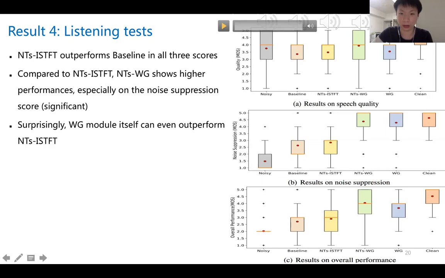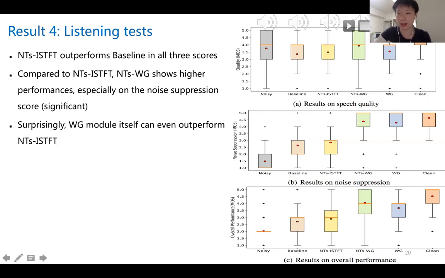First is noisy speech. That experience holds a lesson for us all in regard to birth control today. Then results of baseline. Results of NT-ISTFT. Results for NT-WG. And finally, the result of the raw WG module. That experience holds a lesson for us all in regard to birth control today.